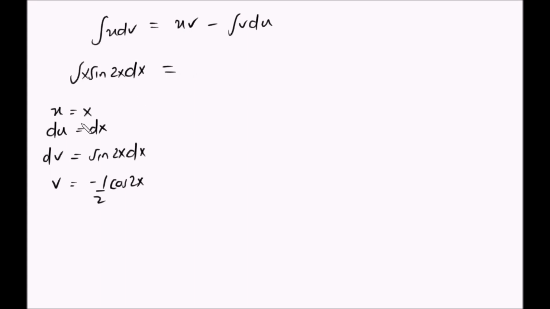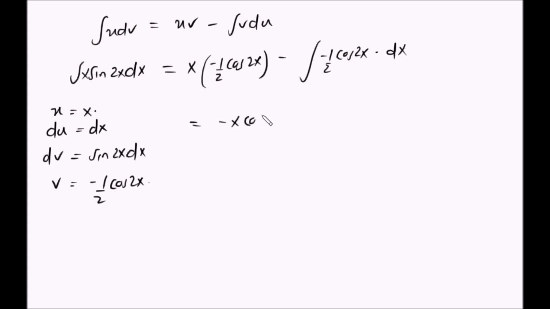So this is now equal to u times v. So u is x, here, times v, negative 1 over 2 cos 2x. So minus, we're going to integrate v, negative 1 over 2 cos 2x, times du which is dx. So it will be negative x cos 2x over 2. So negative and negative becomes plus. So 1 over 2 is a constant, I take it outside. The integral of cos 2x with respect to x.